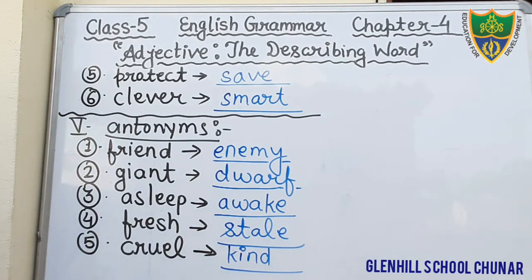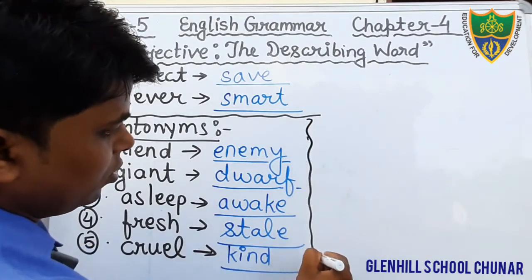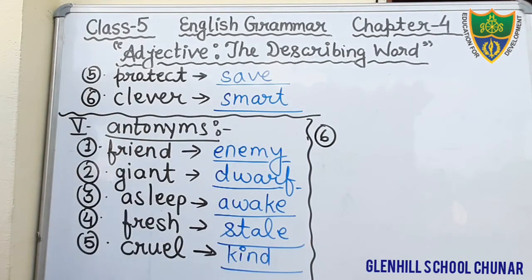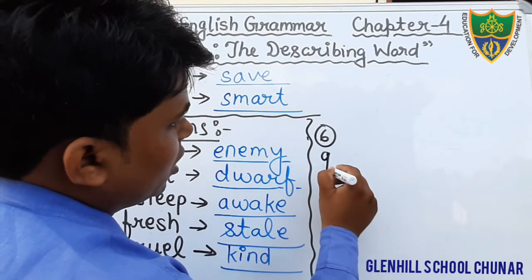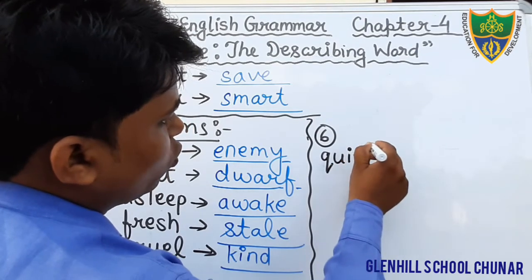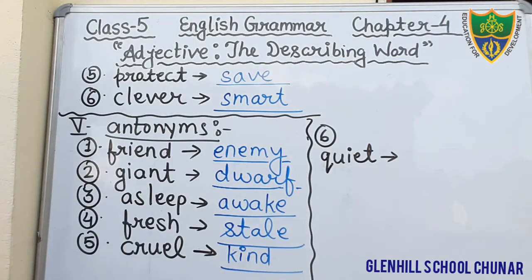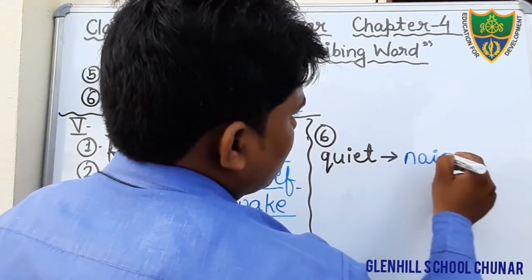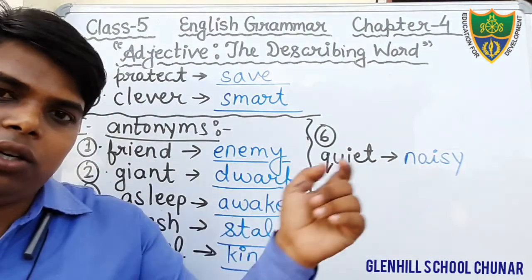Next question. That is the last question, question number 6. I am writing here. Quiet. Q-U-I-E-T. Quiet means silence. Here, what would be the opposite of that? Noisy. N-O-I-S-Y. The opposite of the word quiet is noisy.